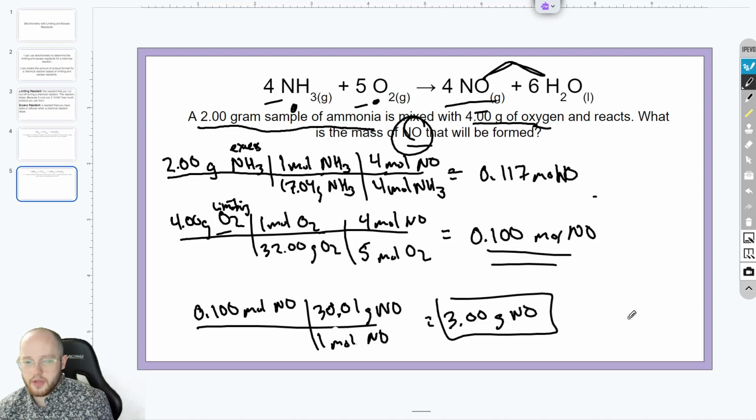Take the smaller number if they ask for grams, and then just do one last conversion to get it in grams. So at the end of this reaction, I'm going to have some NH3 left over. I'm not going to have any O2, but I am going to have 3 grams of nitrogen monoxide.